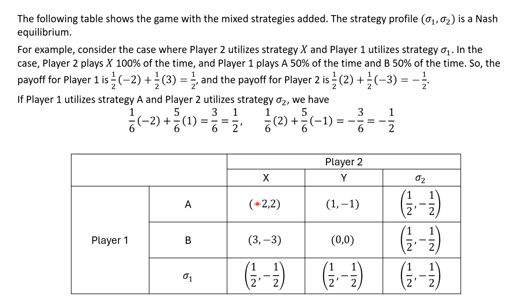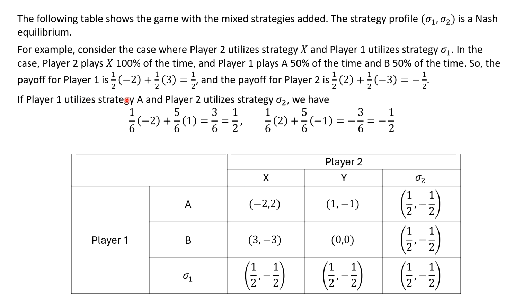So it's 1/2 times -2 plus 1/2 times 3. And that gives us 1/2. That's this number here. And then we need to compute the payoff for 2. So it's 1/2 times 2 plus 1/2 times -3, and that gives us a -1/2. Then it's even easier here. It's just 1/2 times 1 plus 0, and 1/2 times -1 plus 0. You get a -1/2. Let's do one of them going this way.